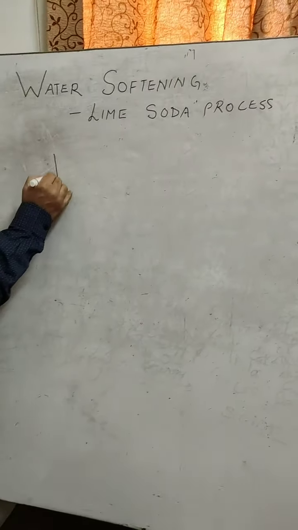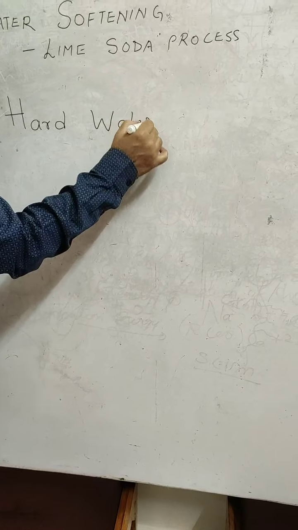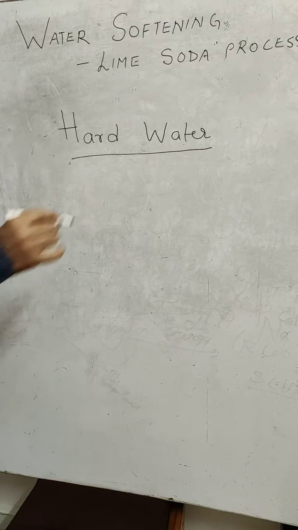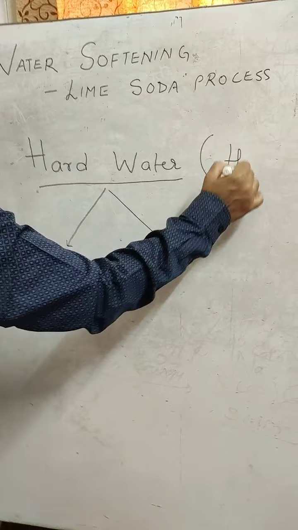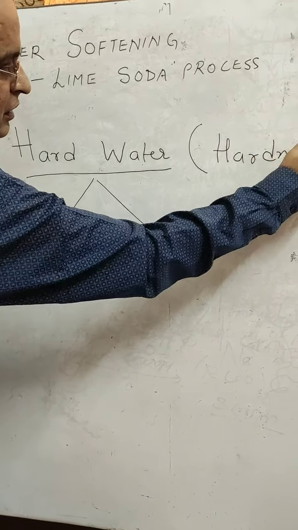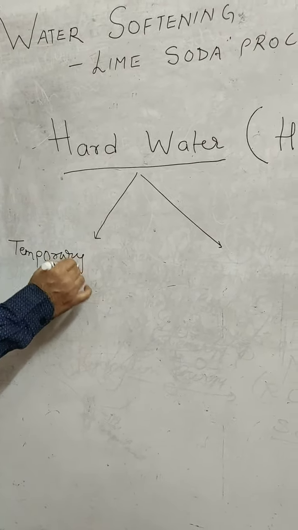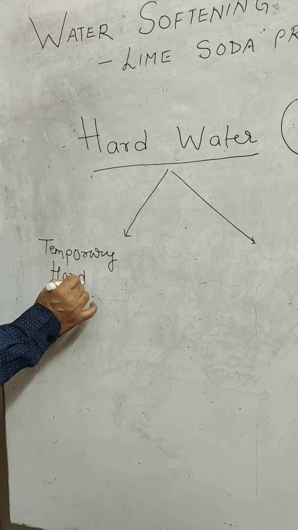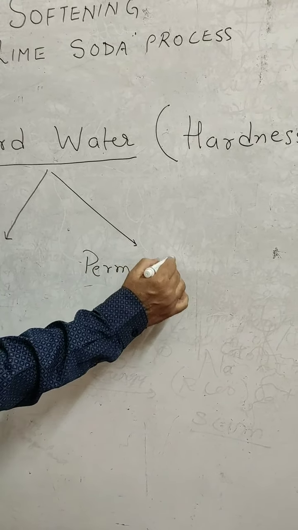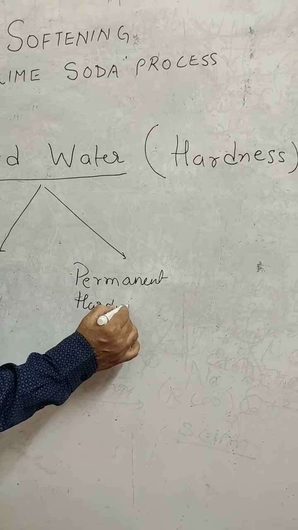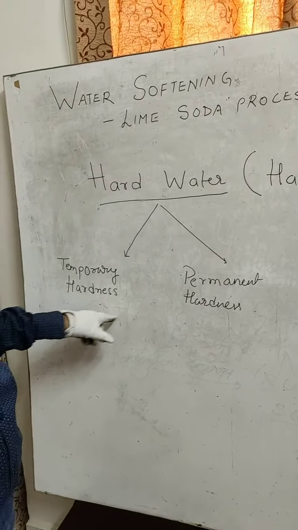So, when we are considering hard water, we have seen that hard water, which imparts a property called hardness of water, is of two types, that is temporary hardness and permanent hardness. Clear? So we have two types of hardness.